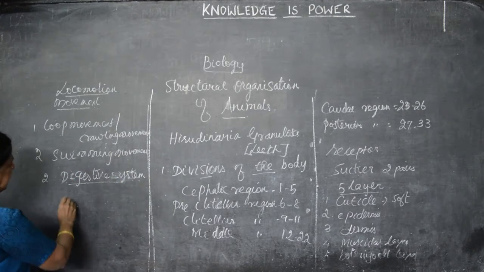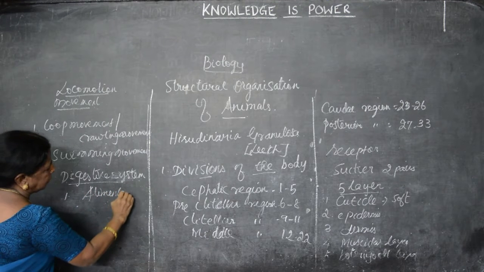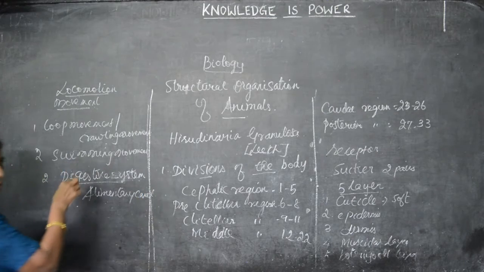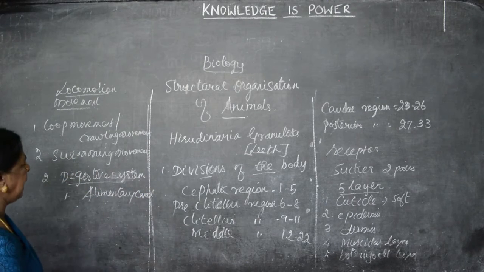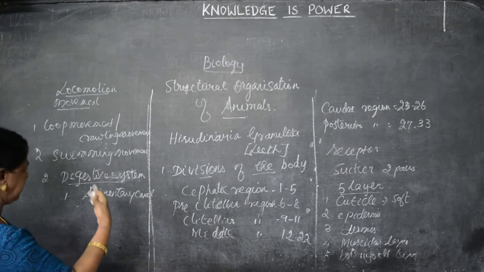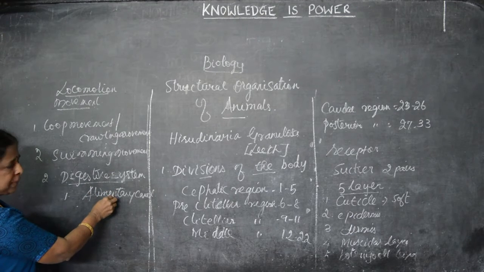So the first part is the alimentary canal. We would have studied in 9th standard what the alimentary canal means. The digestive system from the mouth till the anus together is known as what? The alimentary canal, that is the digestive tract. Food enters through the alimentary canal only.